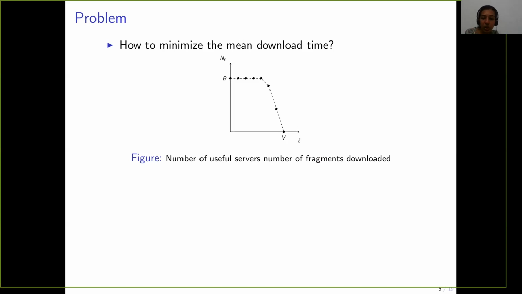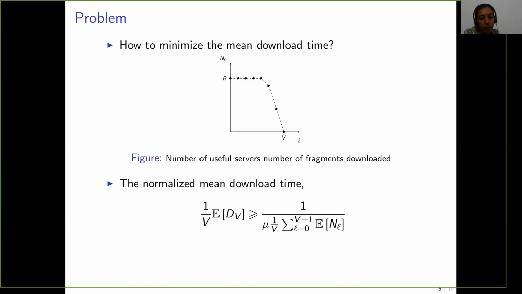Then we establish the following bound: the normalized mean download time is lower bounded by 1 divided by mu times the mean number of useful servers, which is averaged over all fragment downloads. Now we reformulate our problem in the following way. Instead of minimizing the mean download time, we are interested in minimizing this lower bound, or equivalently, we would like to find a storage scheme that maximizes the mean number of useful servers averaged over all fragment downloads.